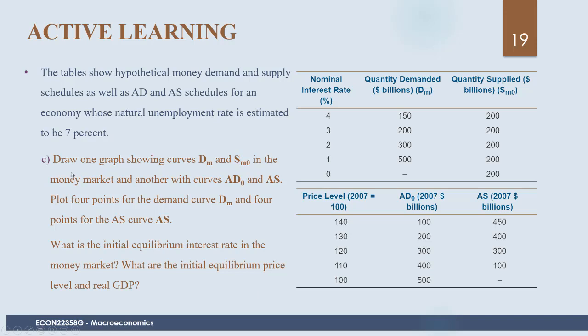Now in C, it says to draw a graph showing the demand for money, using the first two columns here. So we're going to have two graphs. One's for the money market, and the other one will be our aggregate demand, aggregate supply diagram, in the price level and real GDP space. And then it's just asking us for the equilibrium interest rate in the money market and the initial equilibrium price level and real GDP.